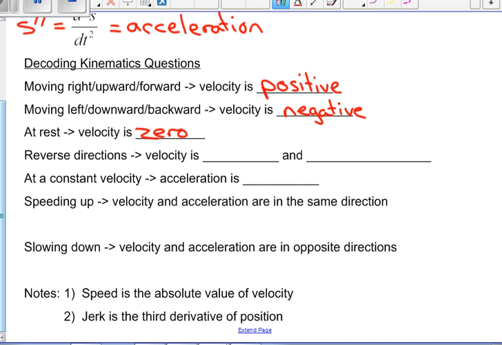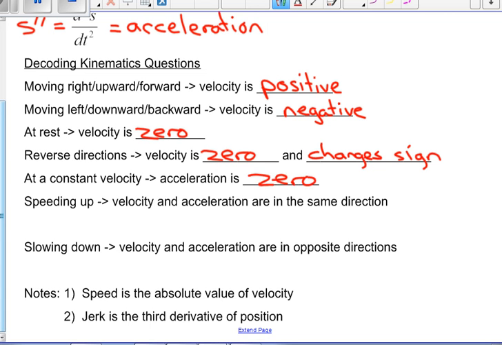If you reverse directions, your velocity momentarily becomes 0, and then it changes sign. It changes from forward to backward, or up to down, or left to right. And there are tables we can set up to investigate that. If you're moving at a constant velocity, then the acceleration is 0.